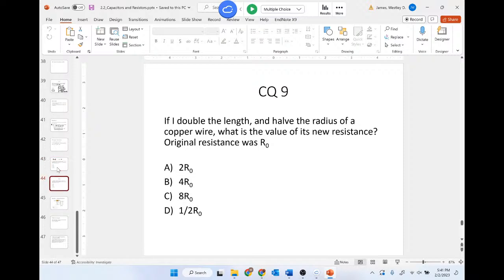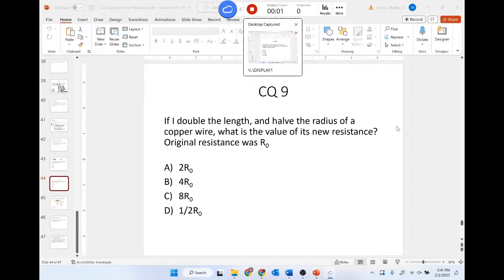Okay, this is the exact same problem. Not much to say here. So I'll give you a freebie. If I double the length and halve the radius, what is the value of this new resistance? This is literally the same problem, just to prove a point to you all. If you have the diameter, you have the radius. If you have the radius, you have the diameter. So, go ahead.